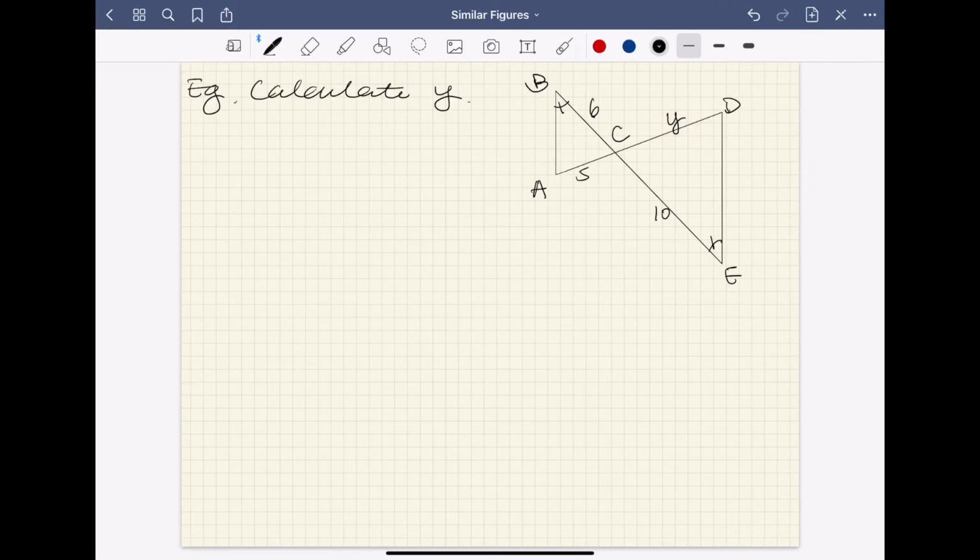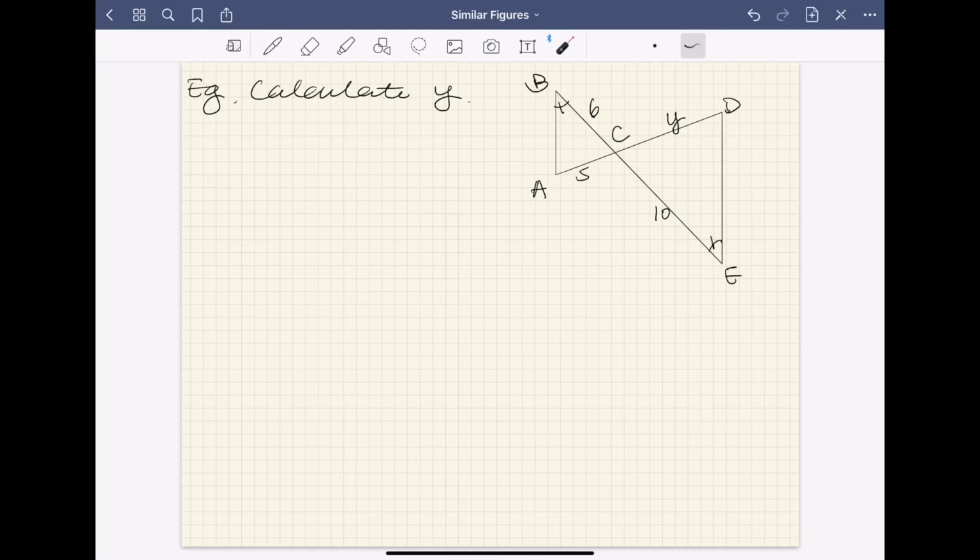Therefore, we need to prove the two triangles similar in order for us to use the property that the corresponding sides are proportional. So how do we prove that they're similar? Remember that if two corresponding angles are the same in two triangles, then we can conclude that the two triangles are similar. And the question tells you already that these two angles are the same. We just need to find another pair of angles, then we'll be able to prove that they're similar.